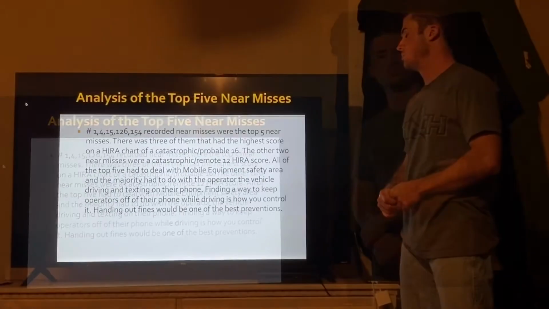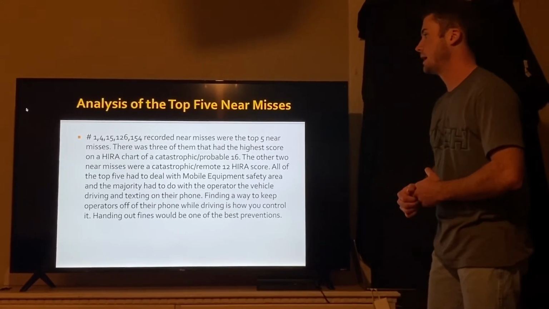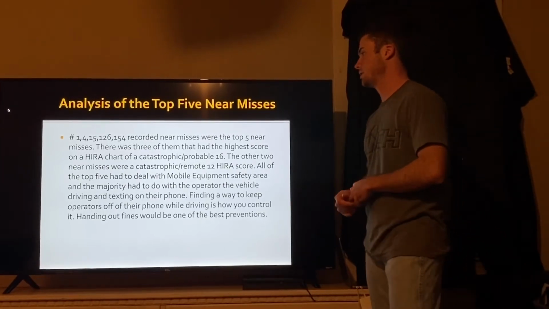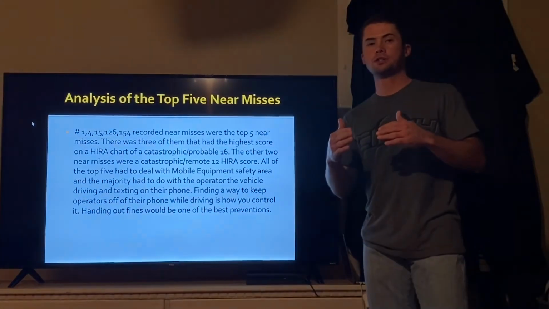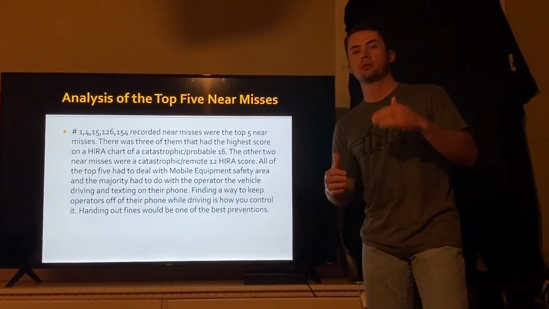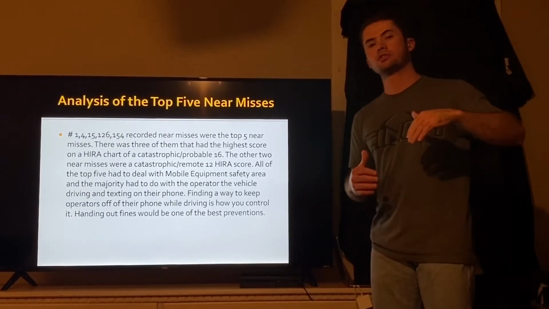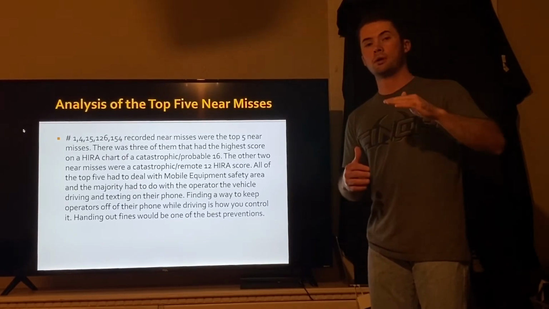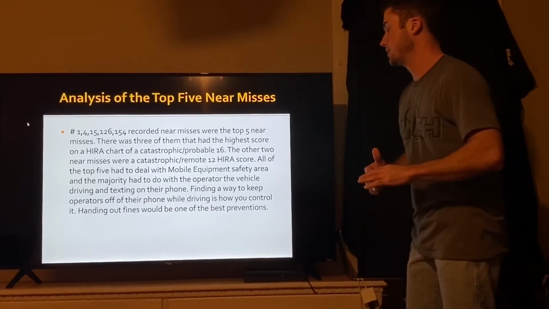So these top near misses, like I was saying, they're recorded by the HIRA chart, or the HIRA way of recording things. And when you do that on a HIRA, you go from a catastrophic to a hazardous to a major to a minor accident on the severity level. And then on the probability level on the other side of the chart is a probable, a remote, an extremely remote, and an extremely improbable.